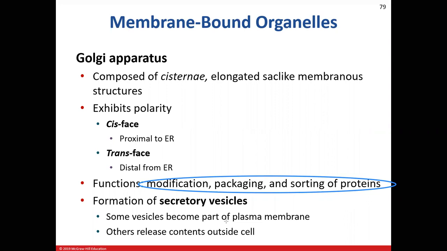It does form secretory vesicles. These secretory vesicles are going to be a part, or oftentimes become a part, of the plasma membrane, while others simply release the contents outside the cell. As these vesicles move towards the plasma membrane, they can actually join and be a part of the plasma membrane. And again, some of them are going to release the contents outside the cell to leave the cell and go do other functions in the body.